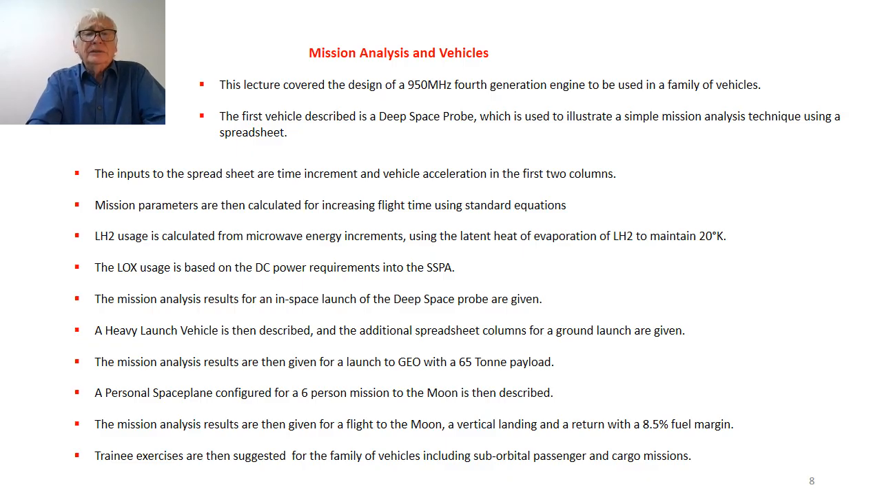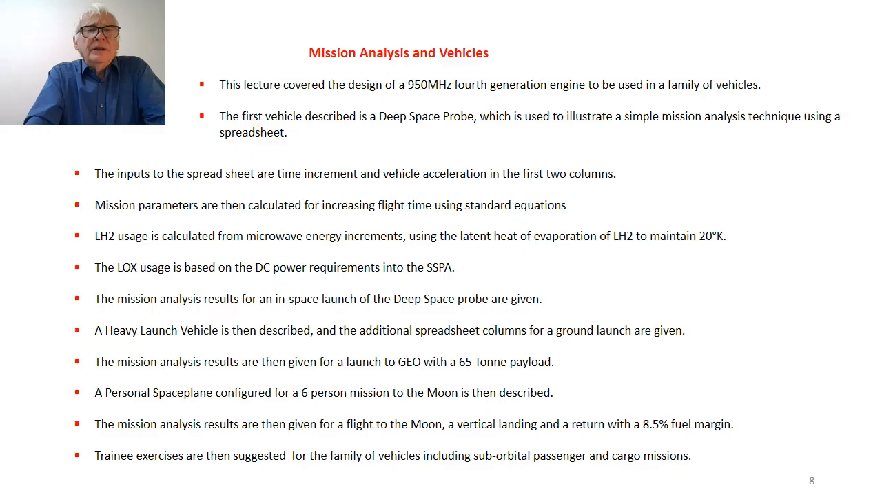We gave the results then for a heavy launch vehicle to geostationary orbit with a 65-ton payload, and this has been our goal all the way through the EmDrive program: to be able to carry out this mission and to give the very low launch costs that are going to be necessary to ensure there is a good commercial argument for developing EmDrive thrusters.